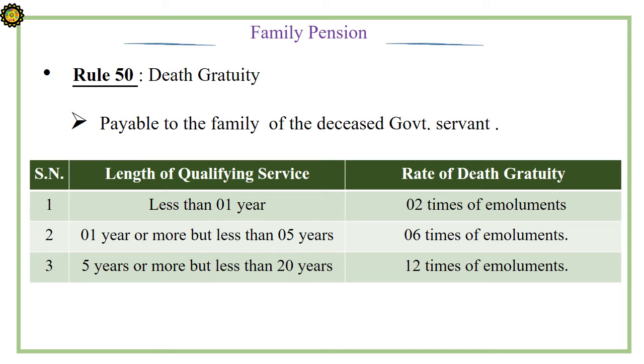If the length of qualifying service is less than 1 year, then the rate of death gratuity is 2 times of emoluments. If the length of qualifying service is 1 year or more, but less than 5 years, then the rate of death gratuity is 6 times of emoluments. If the length of qualifying service is 5 years or more, but less than 20 years, then the rate of death gratuity is 12 times the emoluments.